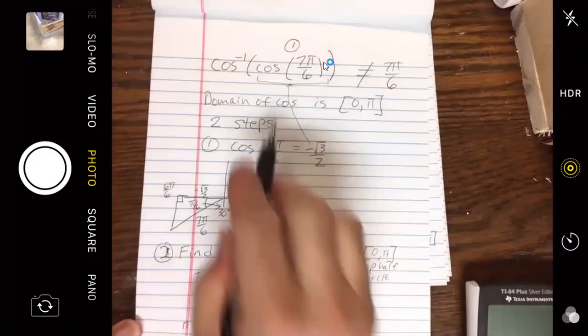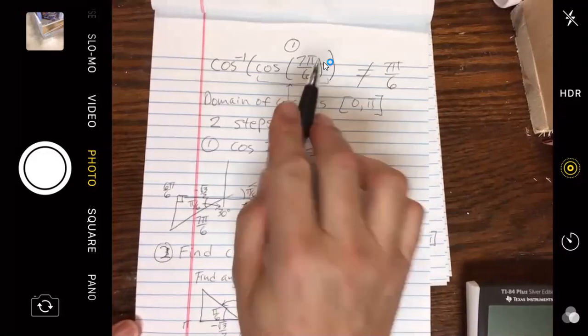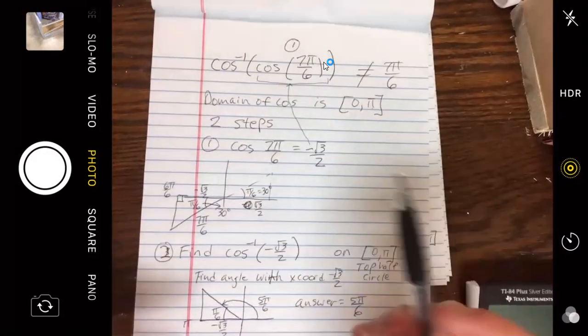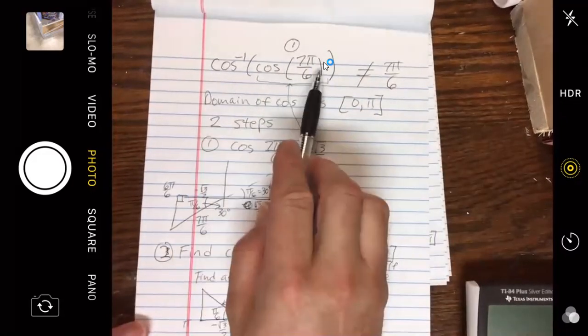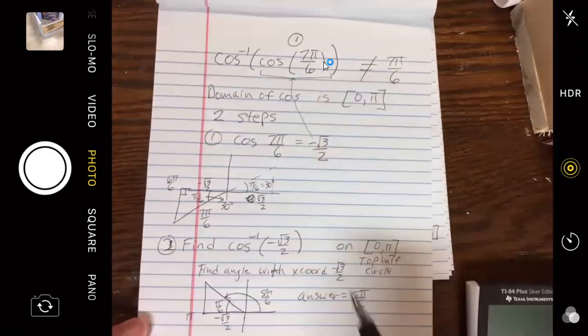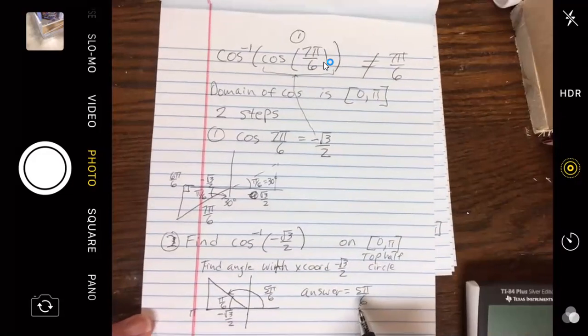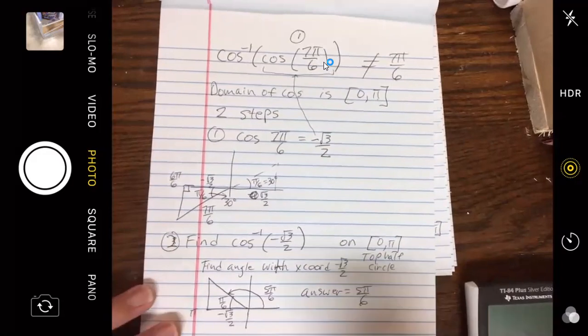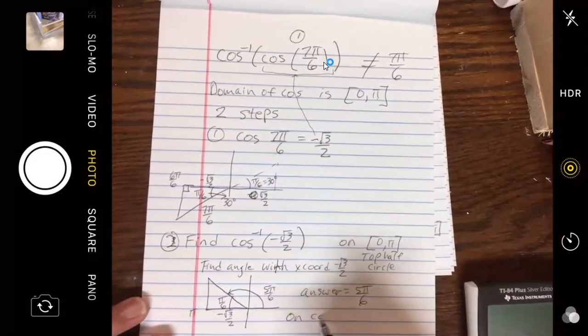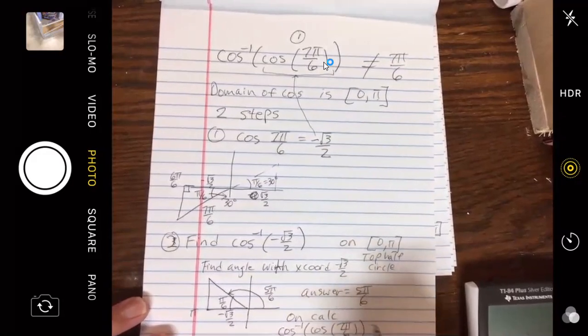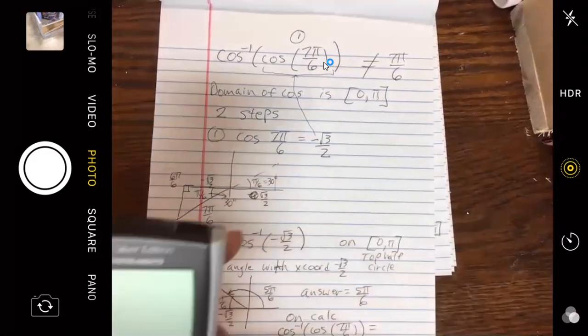So you actually should get 5 pi over 6. To give you some confidence in it, we can punch it exactly like this, get the decimal, and you get the same decimal for 5 pi over 6. You want to see it punched? Sure. Okay. So on calculator, arc cosine of cosine 7 pi over 6, and you're going to want to be in radian mode.